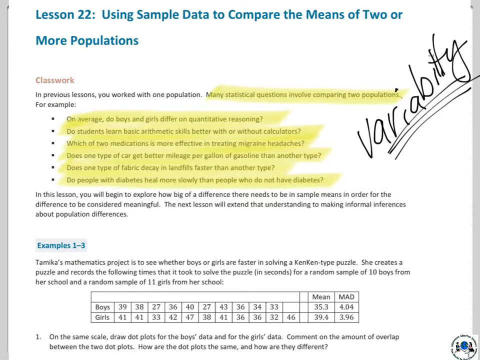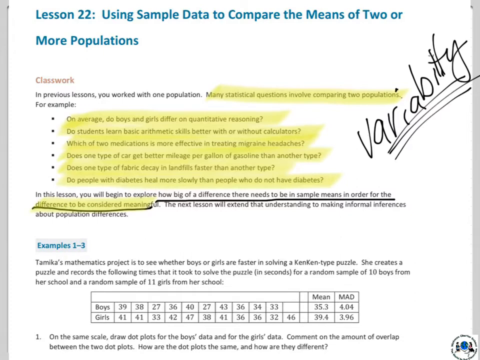But we'll start talking about just how big a difference there needs to be in sample means in order for the difference to be considered meaningful. And if the difference is meaningful, then we can make some inferences or draw some, quote-unquote, conclusions. The next lesson will extend that understanding to making informal inferences about population differences, and that's what we'll do in lesson 23, which is the last lesson in this module 5.